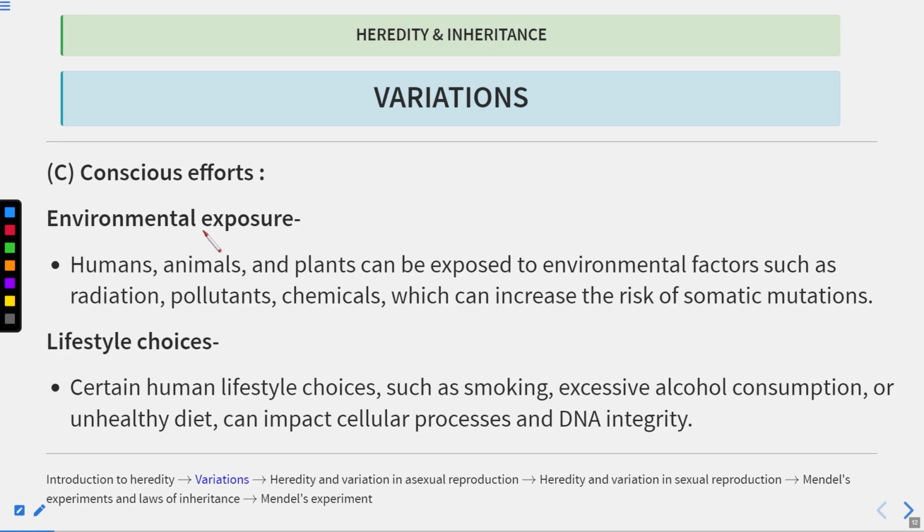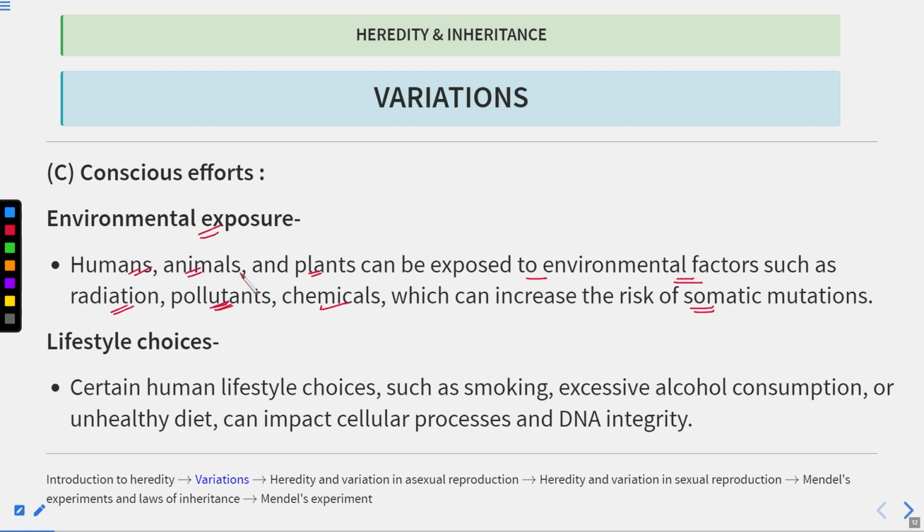So first one is the environmental exposure. Humans as well as animals and plants can be exposed to environmental factors such as radiation, pollutants, chemicals, which can increase the risk of somatic mutations, thus leading to variation. So in the environment, there are a lot of pollutants. If we talk about air pollution also, there are a lot of heavy metals.